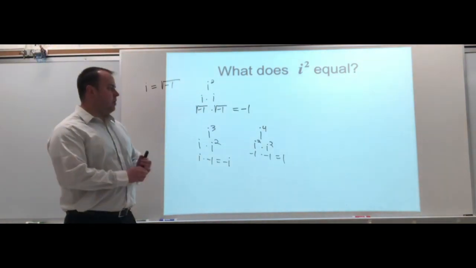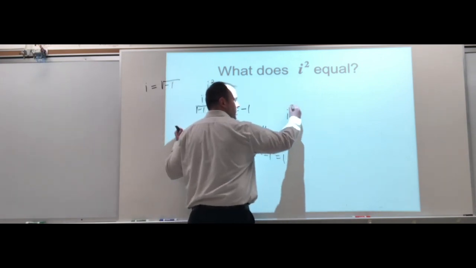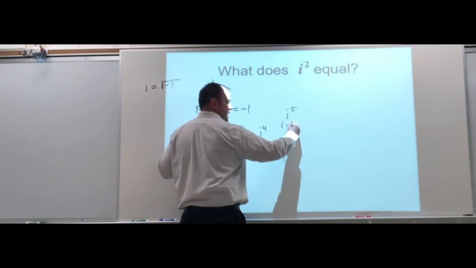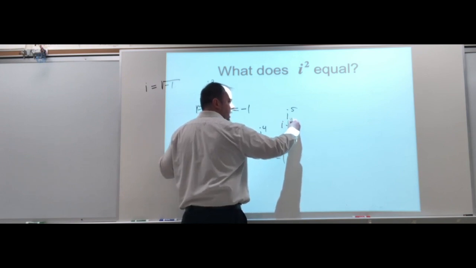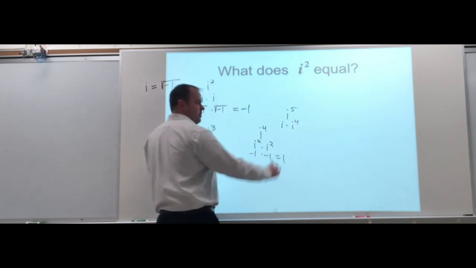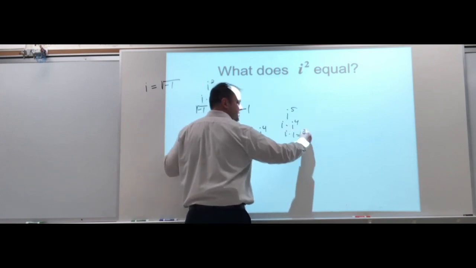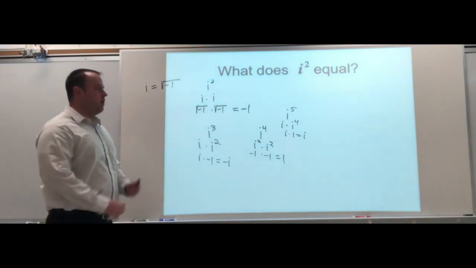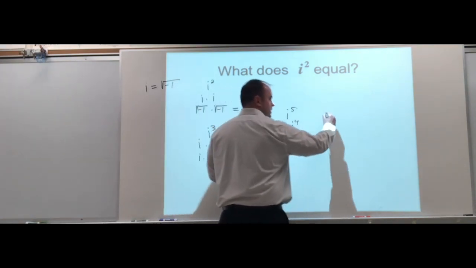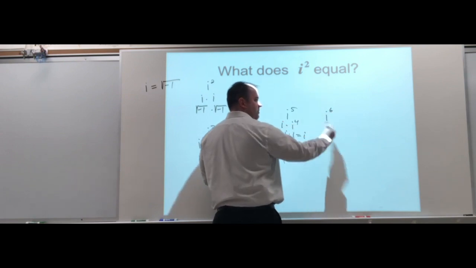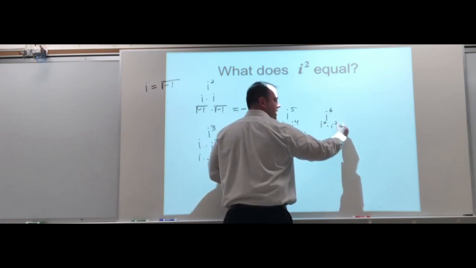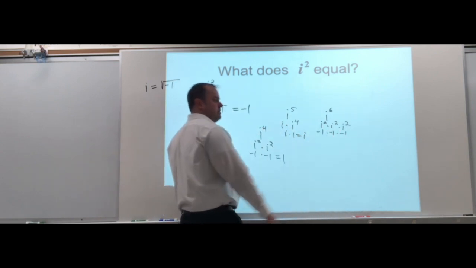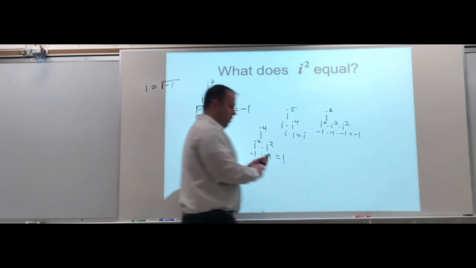Now, you could keep going this way. You could now do i to the 5th. You could split it down to i times i to the 4th. i to the 4th goes to 1. i times 1 is i. And that's just showing that the rotation keeps going, because i to the 6th, I'm going to break this down to i squared, negative 1, which would simplify to negative 1.